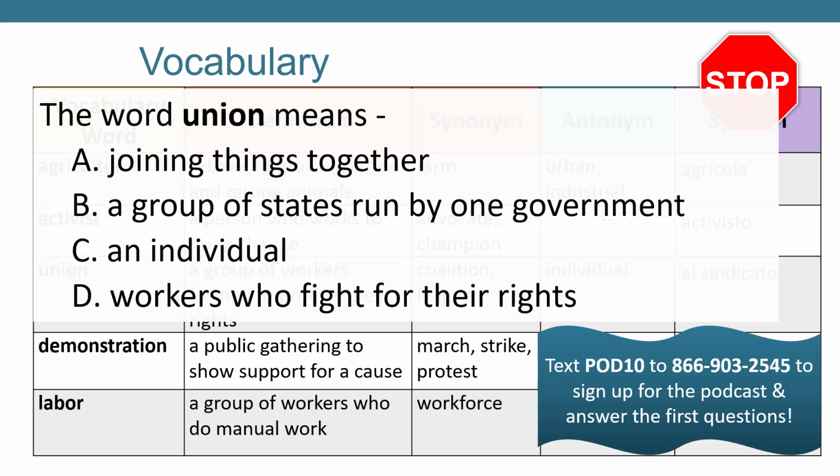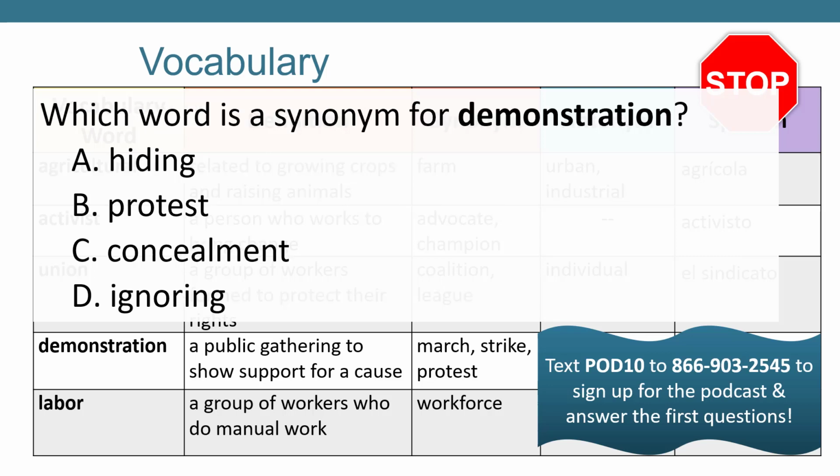Here we go. The word union means A, joining things together, B, a group of states run by one government, C, an individual, or D, workers who fight for their rights. Our second question, which word is a synonym for demonstration? A, hiding, B, protest, C, concealment, D, ignoring.